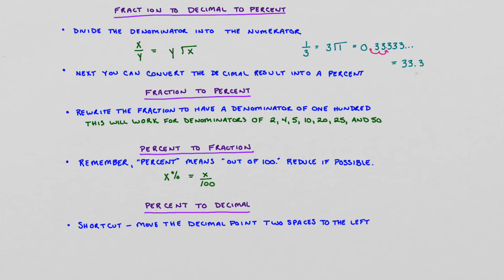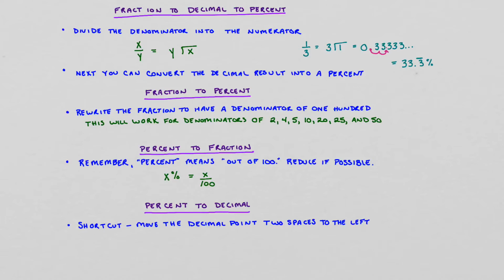Or what we can do is we can write a bar over that 3 to indicate to yourself and the reader that the 3 is just going to keep repeating indefinitely. And of course, we don't want to forget our percentage sign to indicate that we have created a percentage.